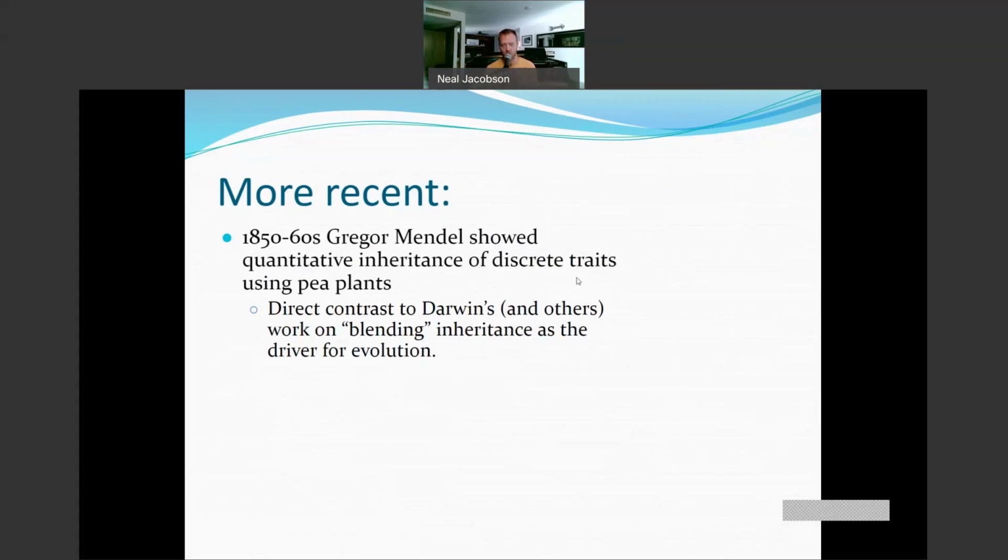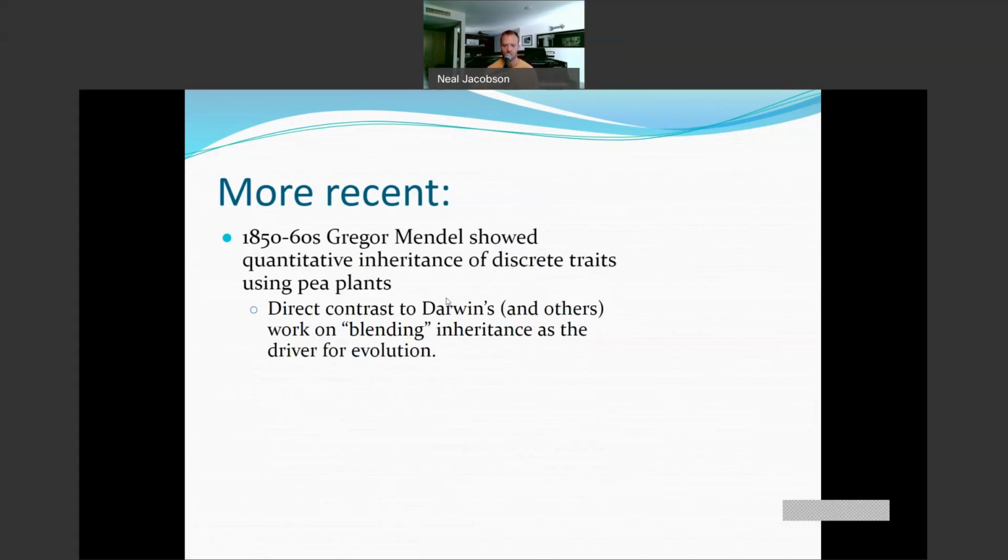I mean, some stuff looks that way, but I don't know how he missed certain big features being passed down from parent to offspring. But anyways, okay, so that was Darwin's idea. So Mendel's idea, right, was that he was able to demonstrate a quantitative inheritance of traits.